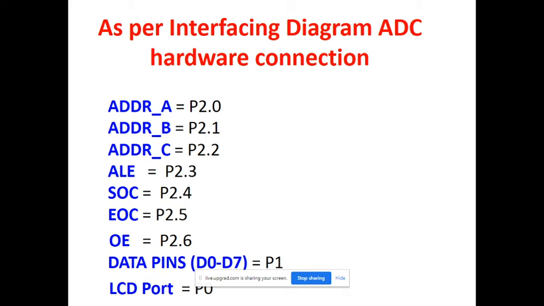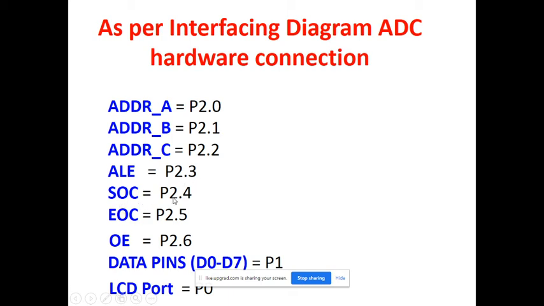Now, as per this interfacing diagram, I will note down which pin is connected where, because with the help of this pin configuration we are writing the code. Okay, now just write down: the ABC channel selection pins are connected to 2.0, 2.1 and 2.2. Then the next pin, the ALE pin, is connected to 2.3.